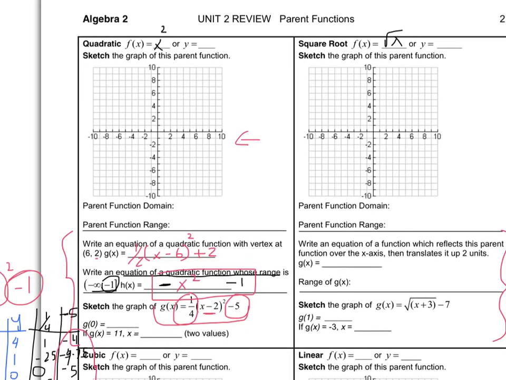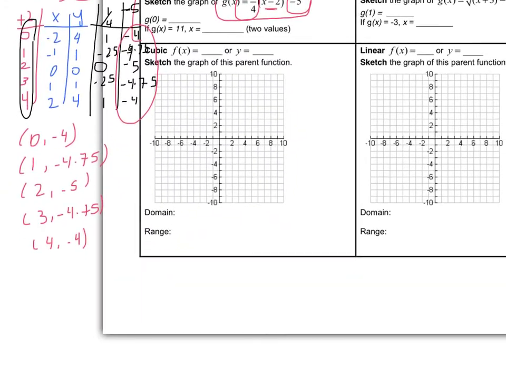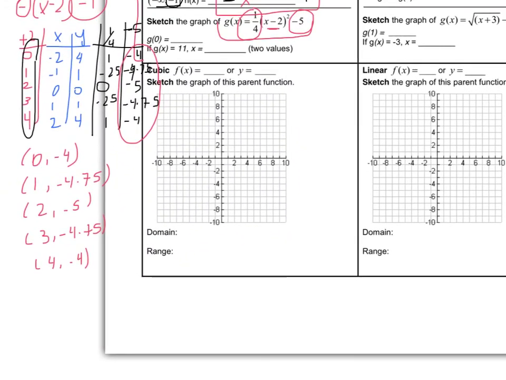Now let's move on to the next question. I'm going to be doing this question down here. So let's look, they're asking you for g of 0. It means they have given you x equals 0 and you have to plug it in here. Let me write down the equation. 1/4 x minus 2 squared minus 5. They're asking for g of 0. It means plug in 0 for x. So 1/4, 0 minus 2 squared minus 5.